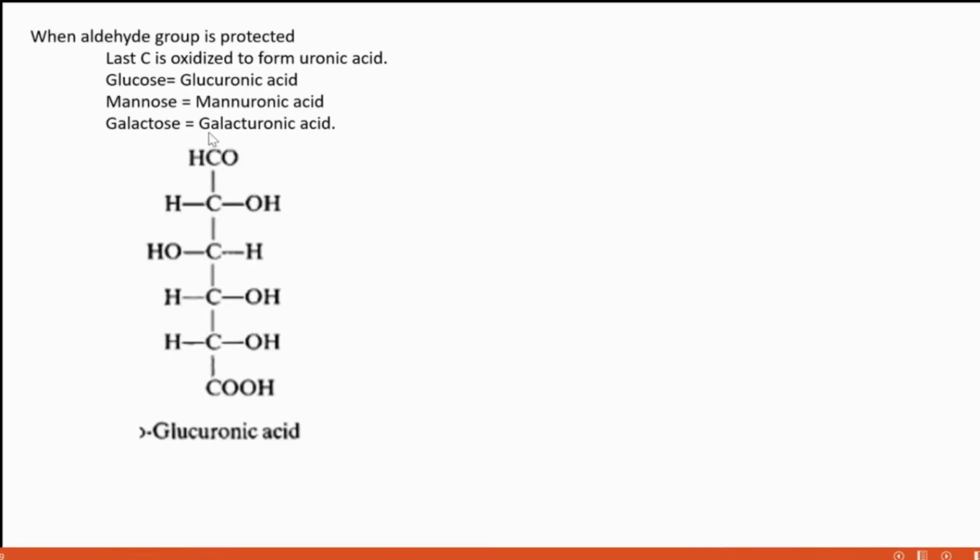When that aldehyde group is protected, then what will happen? Then the oxidation happens to the last carbon. Here we can see that oxidation. So the carboxyl group is forming at the last carbon. And from glucose, because of such a reaction in which the aldehyde group is protected, which acid is forming? Glucuronic acid. From mannose, mannuronic acid. From galactose, galacturonic acid is forming.